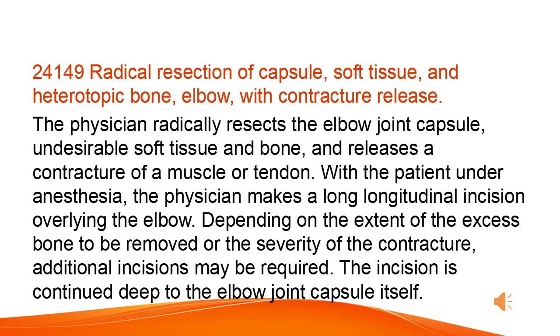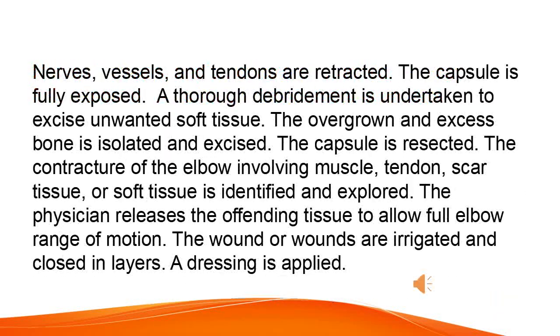Depending on the extent of the excess bone to be removed or the severity of the contracture, additional incisions may be required. The incision is continued deep to the elbow joint capsule itself. Nerves, vessels, and tendons are retracted. The capsule is fully exposed. A thorough debridement is undertaken to excise unwanted soft tissue. The overgrown and excess bone is isolated and excised.